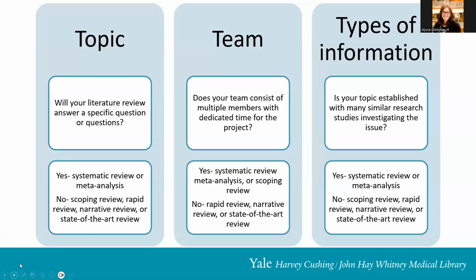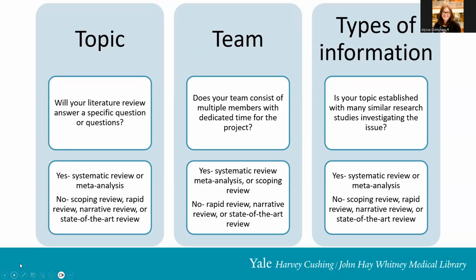When you're breaking this down, there are some basic questions you may want to think about when you're deciding what type of review you're doing. First, related to topic, will your review answer a specific question? If your answer to this is yes, then you may be doing a systematic review or meta-analysis. If you're answering a much broader question, it might be a scoping review. Perhaps you're doing a rapid review, a narrative review, or a state of the art review.